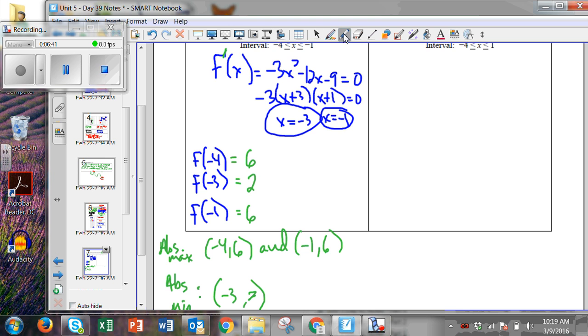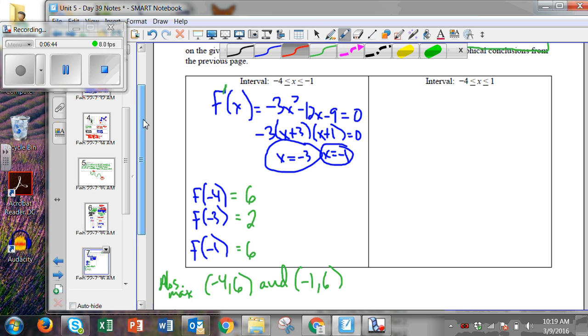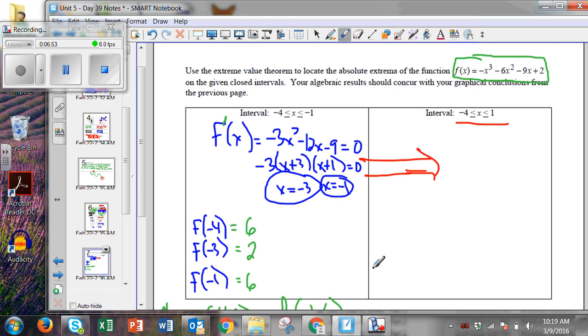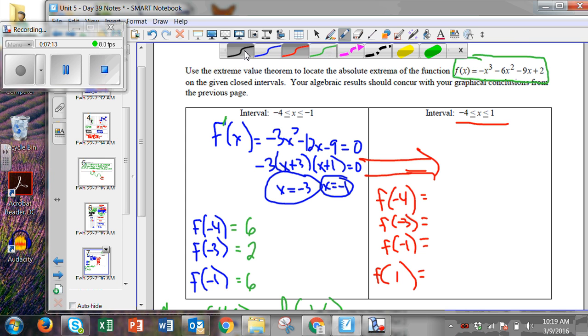Okay, so we're going to do the same thing here, except now we're changing our interval. I'm not going to rewrite it, but we're using the same derivative and the same function. So now my endpoints are negative 4 and positive 1. And then, hey, where did it go to 0? At negative 3 and at negative 1. So I have 4 potential places where absolute maxes and absolute mins could occur.